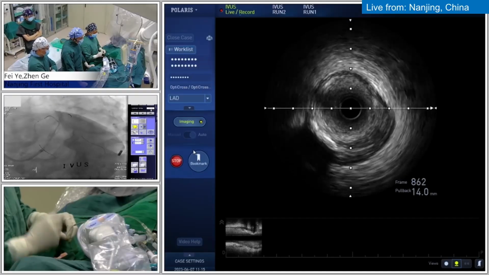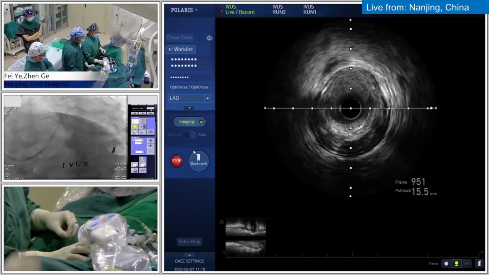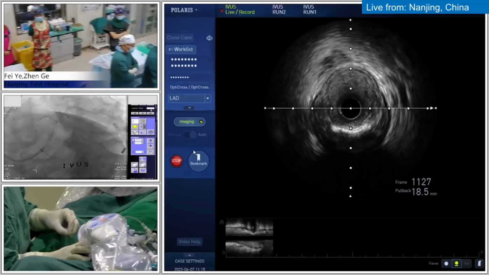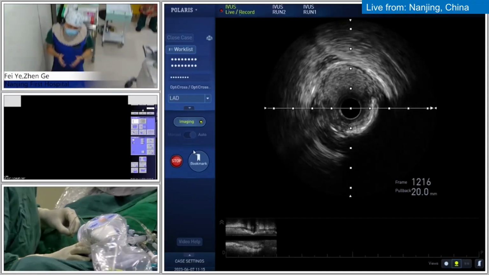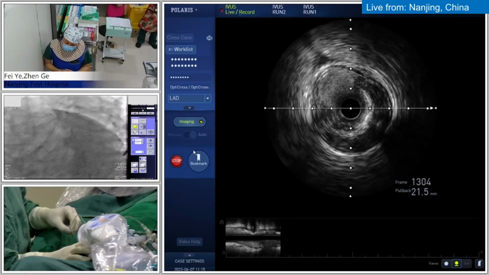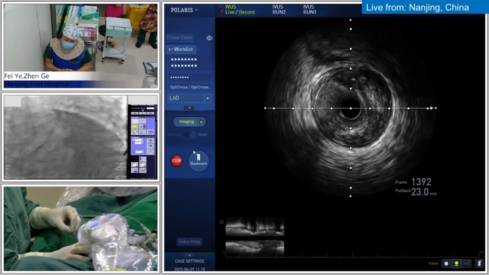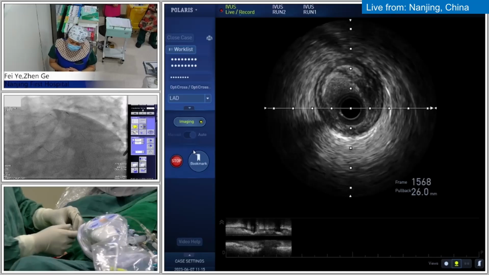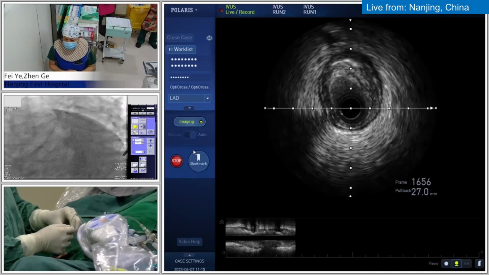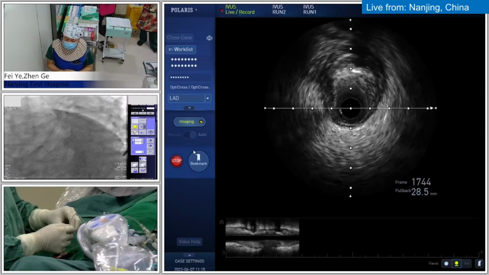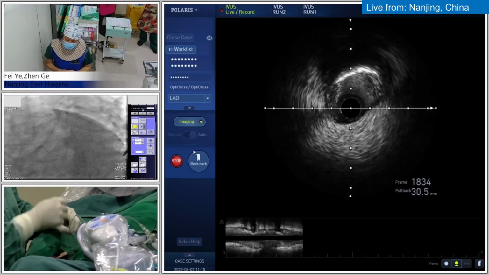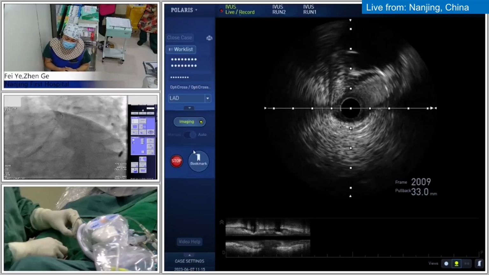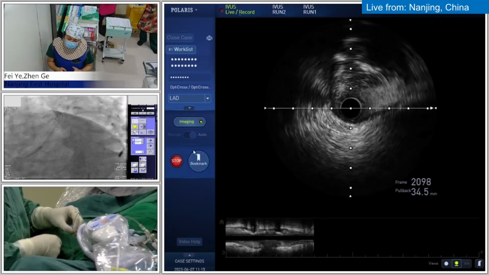Then go pull back, we can see one small diagonal joining the LED. And here, this is the proximal LED. The proximal LED vessel diameter is about 4.0 millimeter. And here, the calcification angle is about 90 degrees. Here the vessel diameter is about 3.5. And this is a proximal LED. And here is the attenuation plaque.